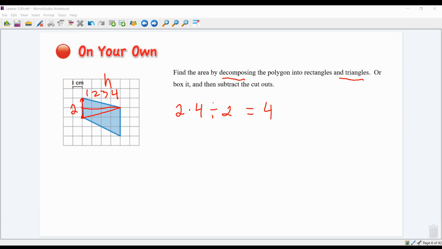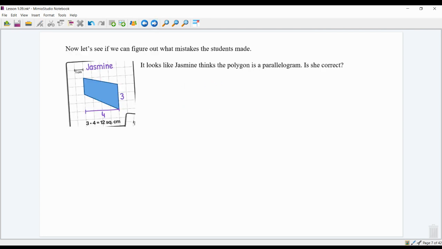Now I'm going to just use a different color for this triangle. If I count from here to here, here's the base of the triangle, 1, 2, 3. And oh, look, the height is the same as the height of the top triangle. It's 4. So this one is 3 times 4 divided by 2. 12 divided by 2 is 6. And I add them together. 10 square units.